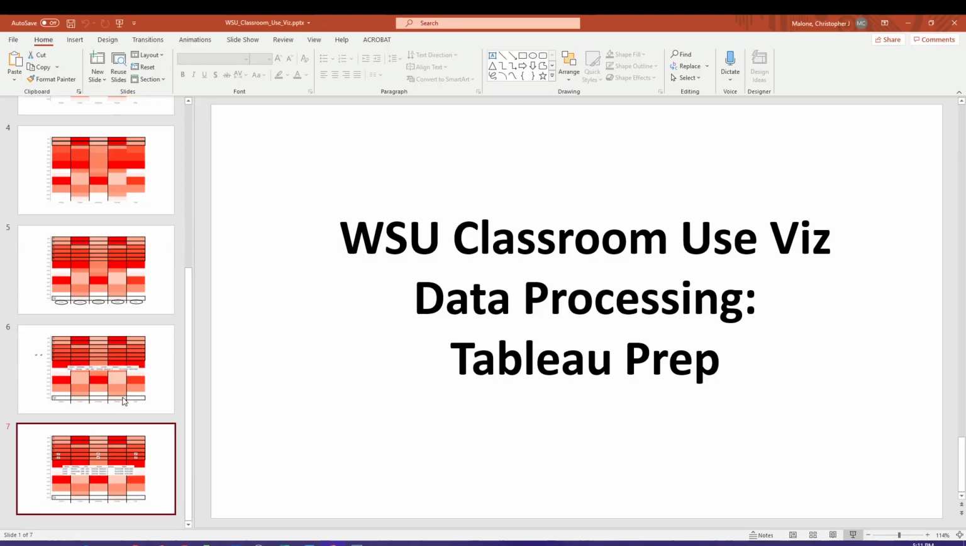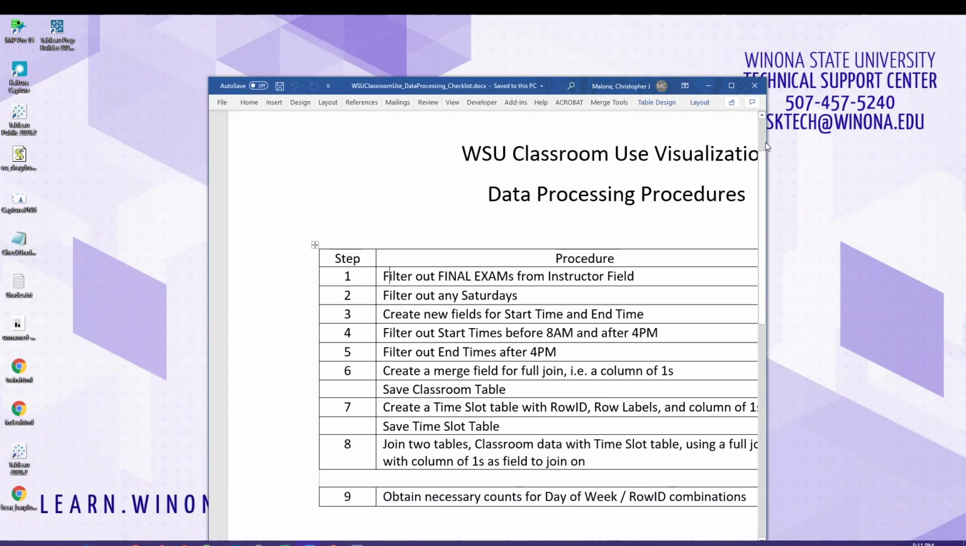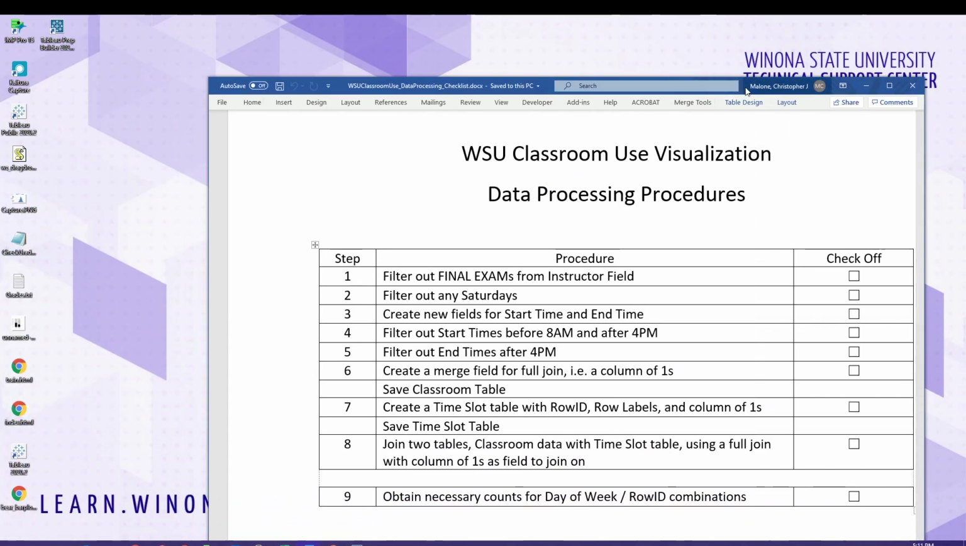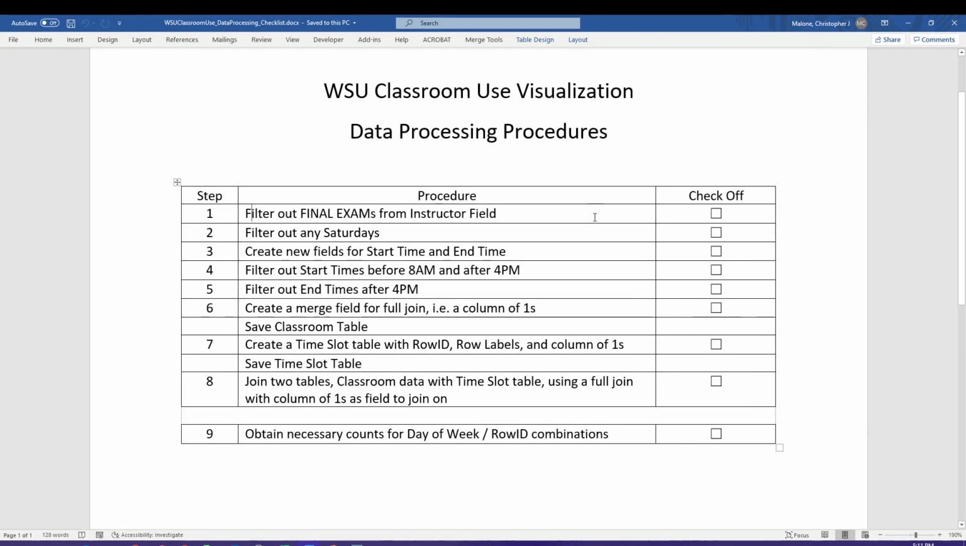Okay, what I've done to make life a little easier for us is to identify some data processing steps, and these would be steps that would need to be done regardless of what software you're using. So for example, I want to filter out the final exams out of the instructor field. I want to make sure there's no classes on Saturdays or Sundays. I have about 9 steps it looks like here, and we're going to do these steps using Tableau Prep.